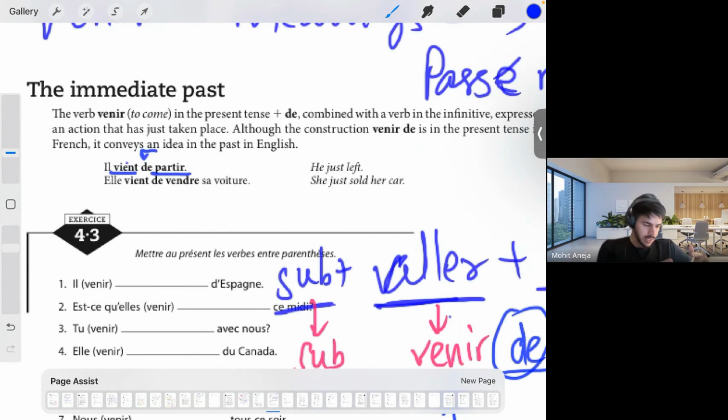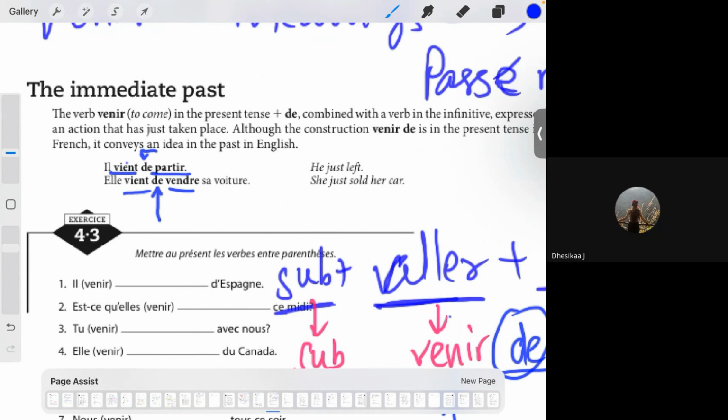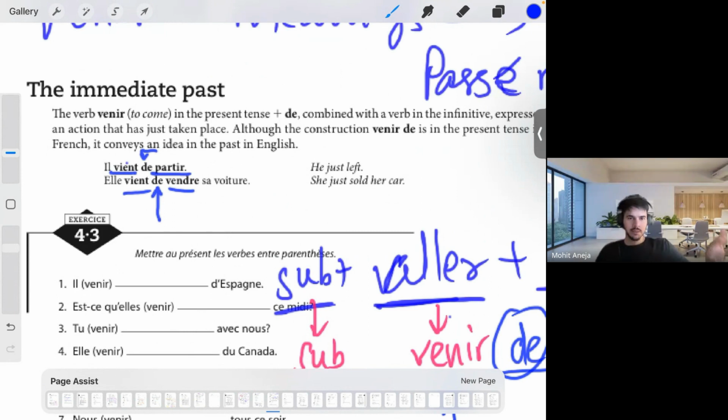Again, de vendre. Elle vient de vendre sa voiture. For example, you were going to buy a car in September: je vais acheter une voiture en septembre. Suppose now October has come and you have sold your car. Je viens de vendre ma voiture.